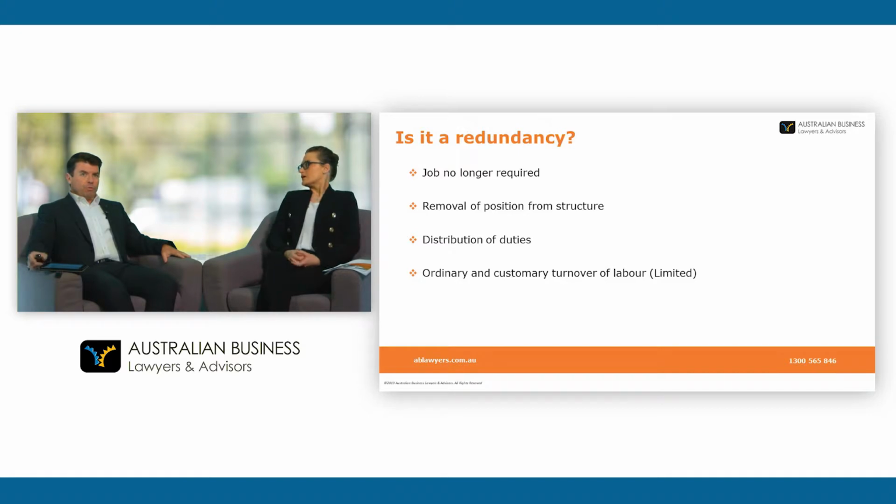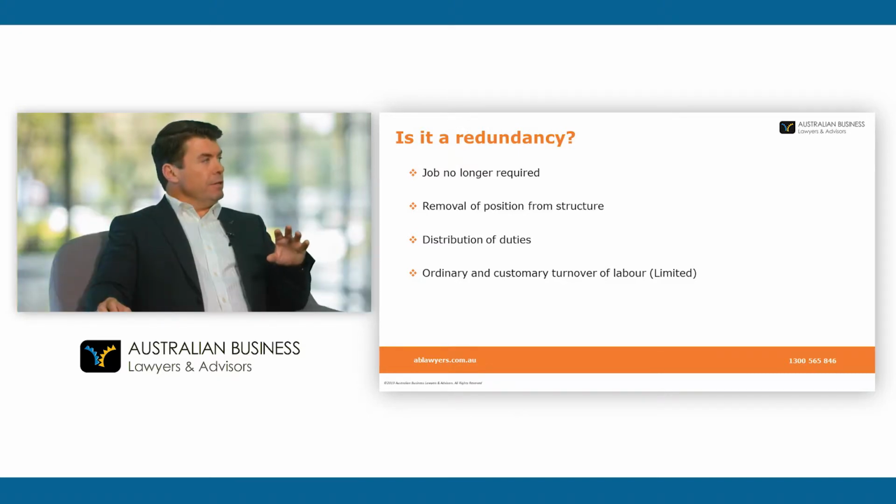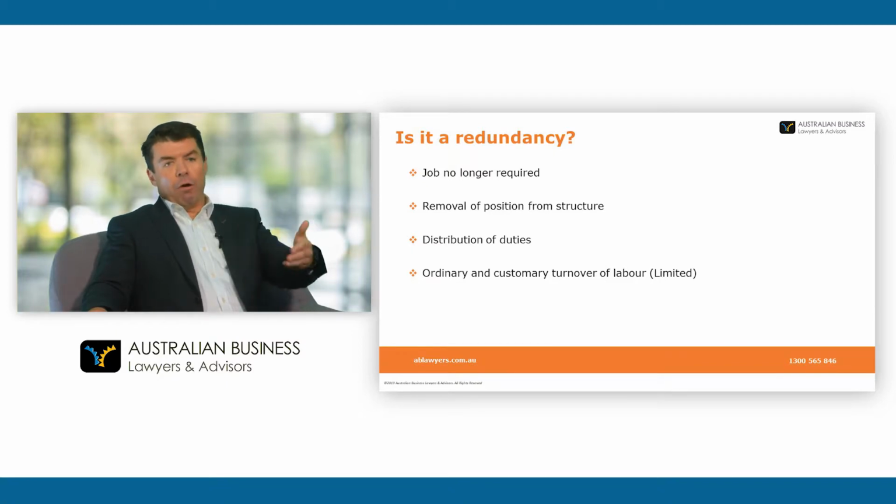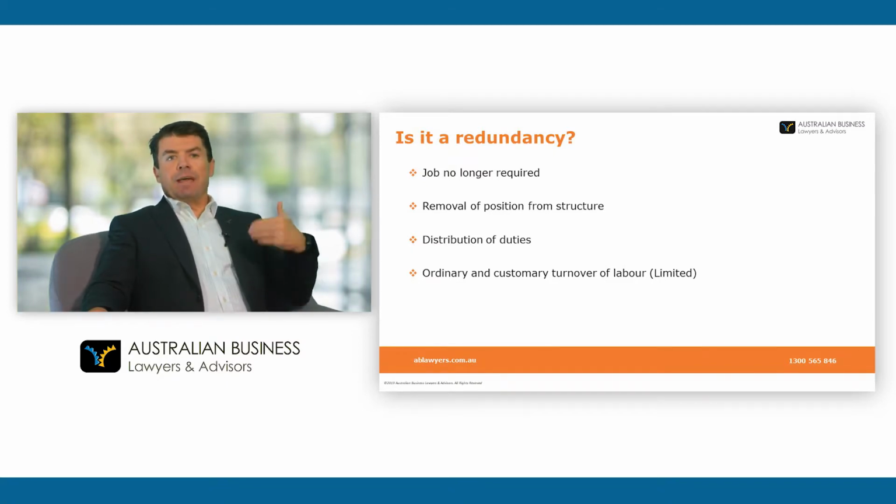I just wanted to touch on ordinary and customary turnover of labour. It is a very, and I've got in brackets there, limited circumstance in which a redundancy or a termination may arise. It is an exception to redundancy, meaning that if the employment of the person comes to an end as a result of the ordinary and customary turnover of their labour or their role, and that usually is associated with end of contract type terminations, then redundancy pay is not usually payable in those circumstances.